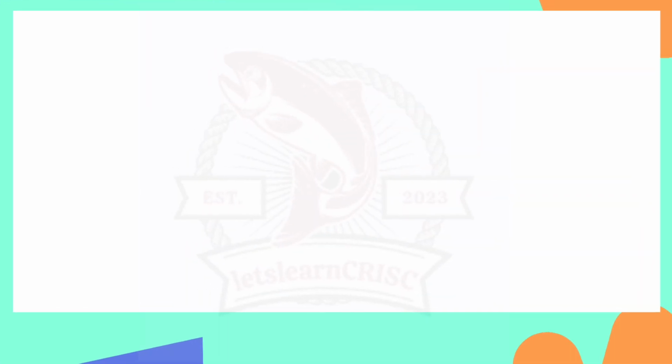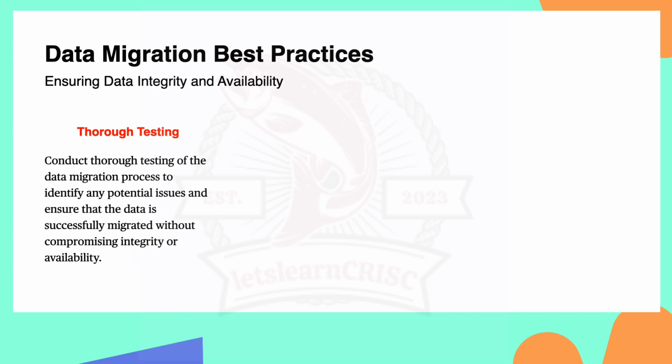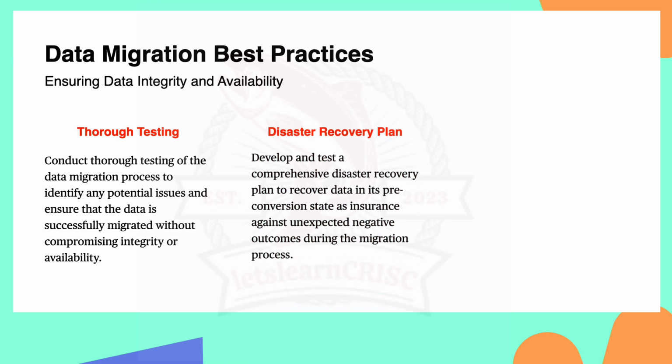Moving next, we'll discuss data migration best practices, ensuring data integrity and availability. The first is thorough testing. Friends, conduct thorough testing of the data migration process to identify potential issues and ensure successful migration without compromising data integrity or availability. Just like running a trial move before the actual relocation. Thorough testing ensures that the process works smoothly and that none of your belongings get damaged or lost during the move, right?